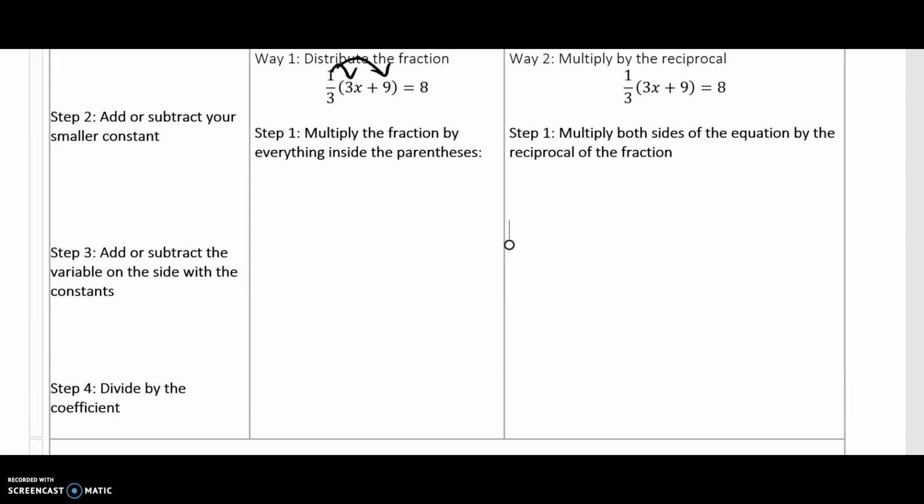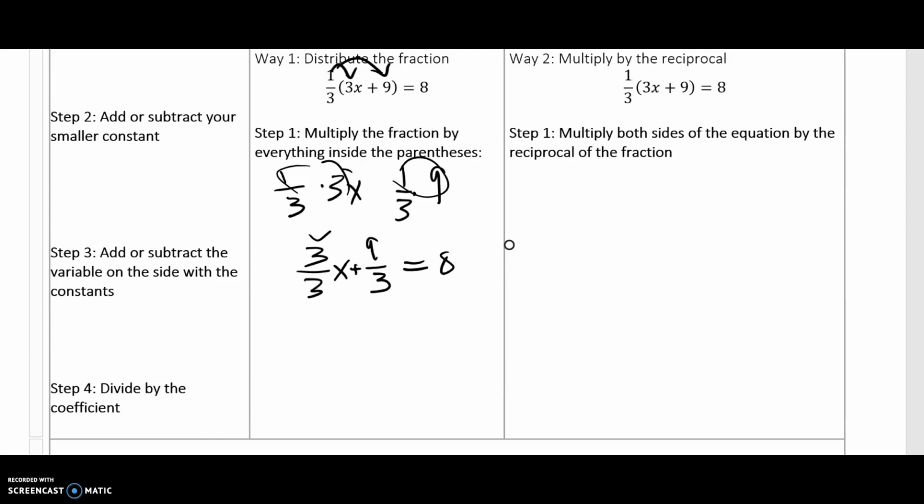So I have 1/3 times 3x. This we know, we multiply the 1 times the 3. That is 3 over 3x, and then 1/3 times 9, again multiply the 1 times the 9, and put it over 3, and that will all be equal to 8. What we should also recognize here is 3 over 3 is just 1x, and 9 over 3 simplifies down to 3, and that equals 8.